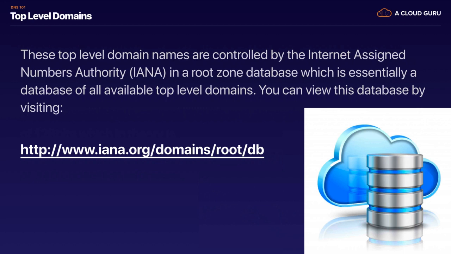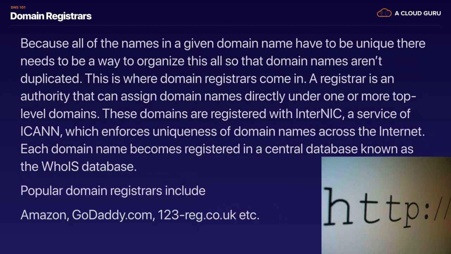And you can go and view this database just by visiting iana.org/domains/root/db, and that will give you all the top level domains that are available. Now, because all the names in a given domain have to be unique, there needs to be a way of organizing this all so that all domain names aren't duplicated. And this is where domain registrars come in.